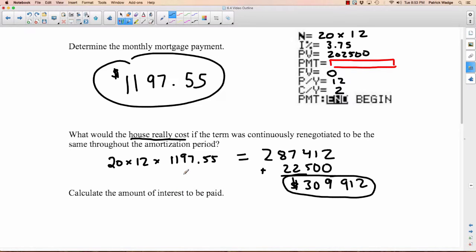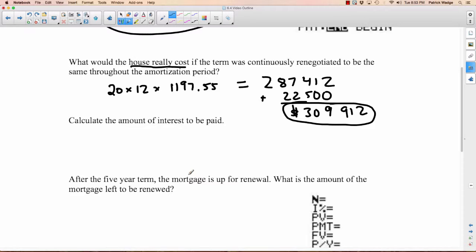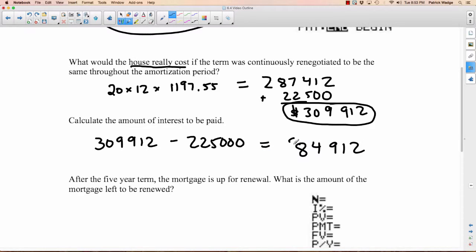Well, remember the definition of interest? It's the extra amount you paid above the purchase price when you take out a loan. So how much was the actual cost of the house? It was $225,000. So we ended up paying $309,912. The actual purchase price was $225,000. The amount of interest we paid was $84,912, almost $85,000 in interest. Oh, interest, it really does mount up.